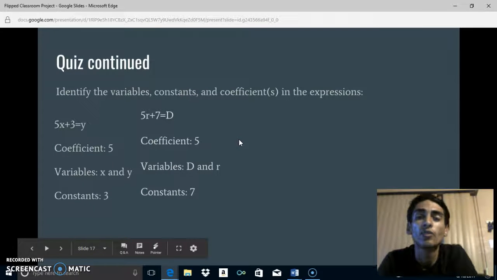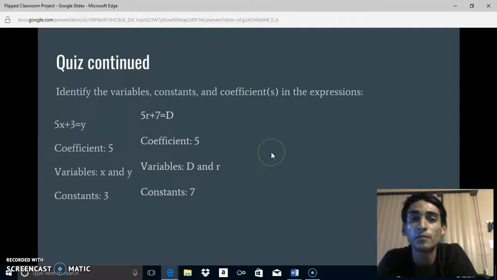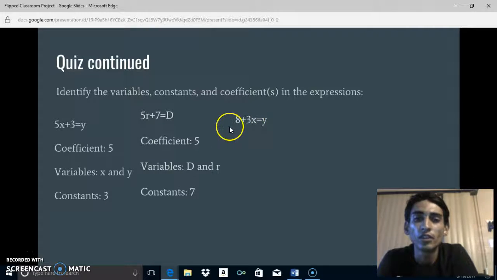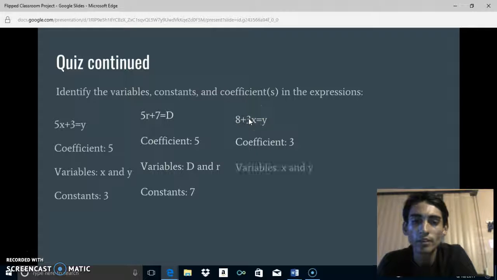So, let's take a look at two more examples. As I show you the problem, go ahead and pause the video and see if you can identify the variables. Here we go. We have 8 plus 3x is equal to y. As we see, the equations are the same. The only difference is the order of the numbers, the variables, and the constants. So go ahead and try to figure this one out. And we see that the coefficient is 3. The variables are x and y. And the constant is 8.